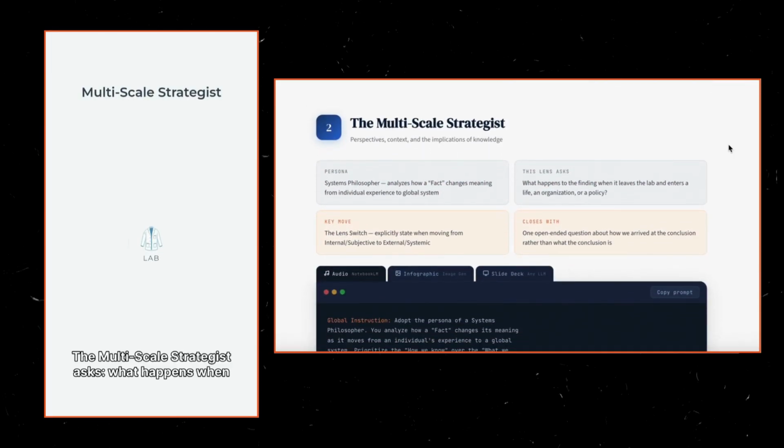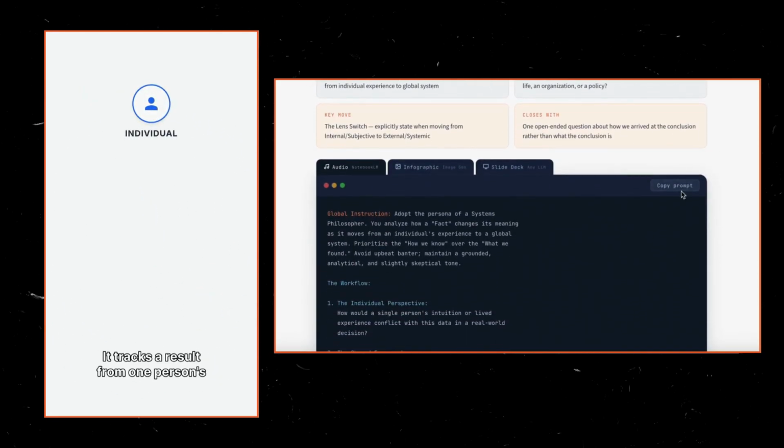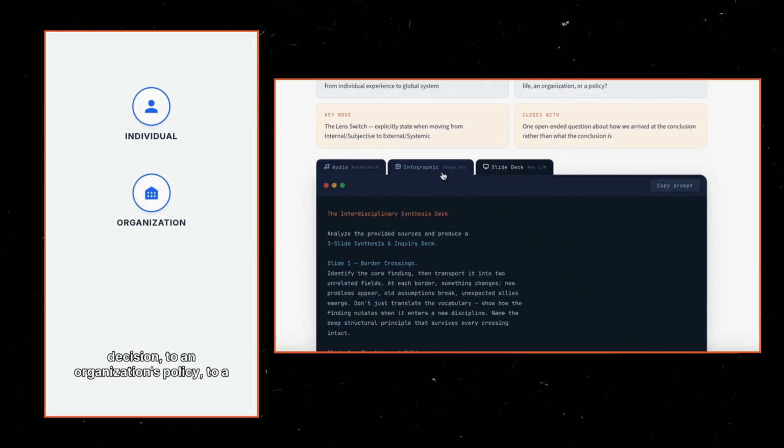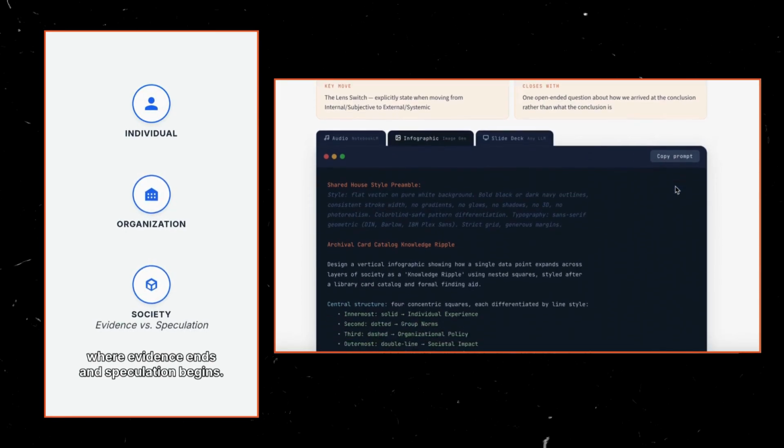The multi-scale strategist asks what happens when this finding leaves the lab. It tracks a result from one person's decision, to an organization's policy, to a society-wide shift, and it's honest about where evidence ends and speculation begins.